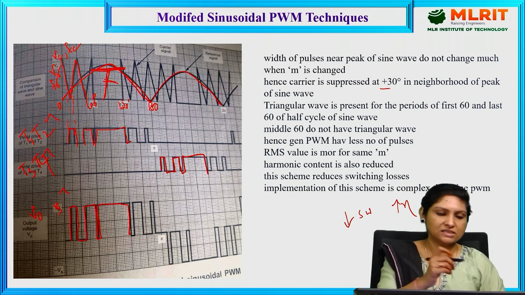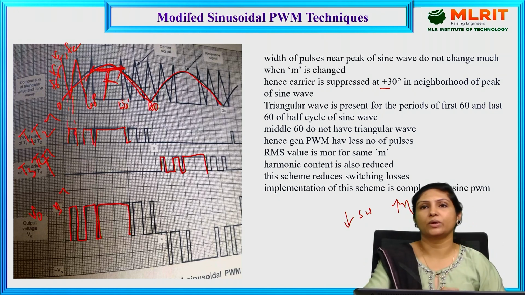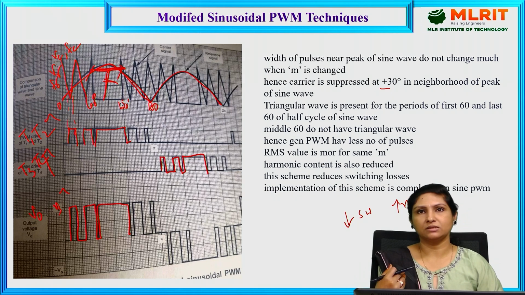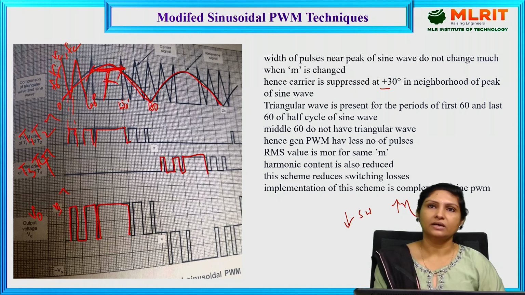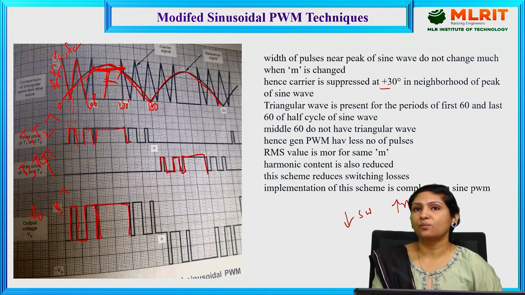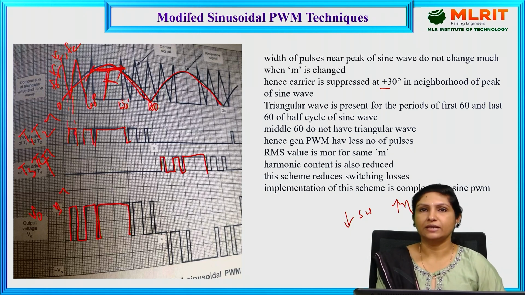And here the middle 60 does not have any triangular wave, and hence the generated pulse width modulation has fewer pulses, and thereby switching losses can be reduced, and at the same time harmonics can also be reduced. And here the RMS value is more for the same modulation index. This scheme reduces switching losses, and implementation of this system is complex when compared to the sinusoidal pulse width modulation technique. That is the only disadvantage associated with this particular scheme.